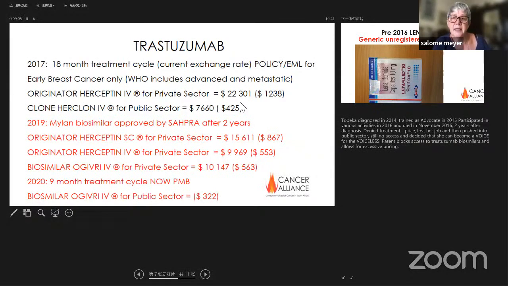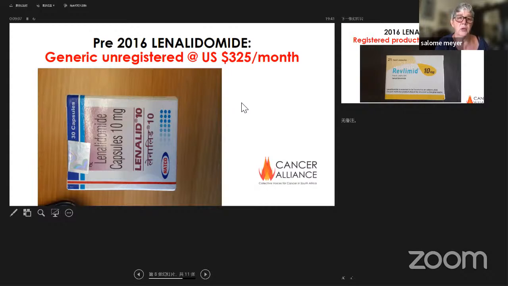The second medicine example that I would like to use, on the next slide, is that of lenalidomide. Before 2016, there were already many generic versions of lenalidomide available globally on the market. And in South Africa, our patients were able to access that medicine through Section 21 authorization for the price of $325 per month.